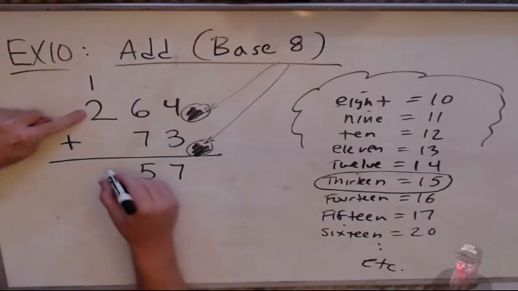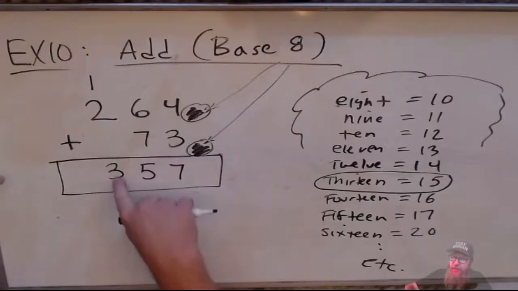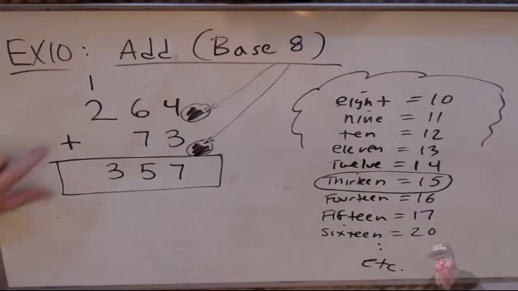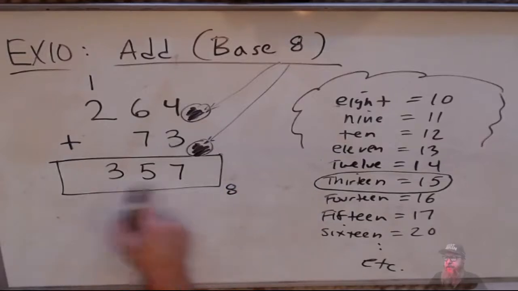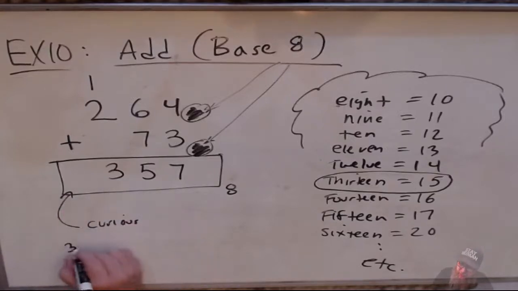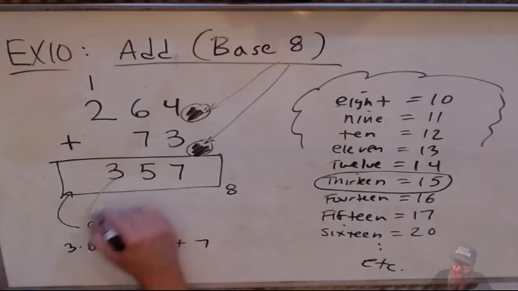And 1 plus 2 is 3. Remember, as long as the digits are less than 7, they mean what they say they mean. So this is base 8. Again, if you just can't stand the curiosity, you want to know what that means. This means 3 times 8 squared plus 5 times 8 plus 7.